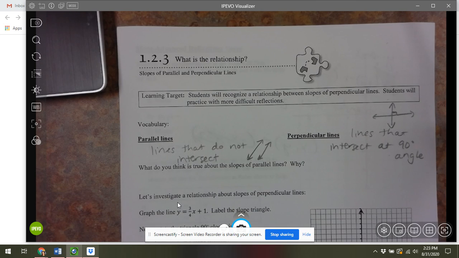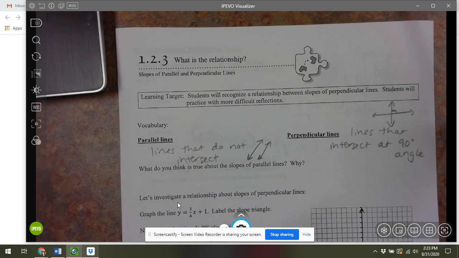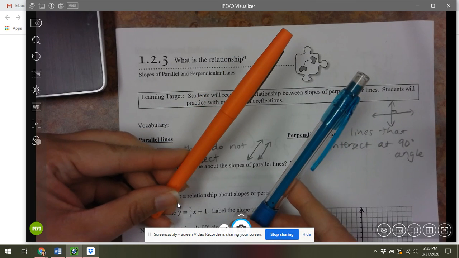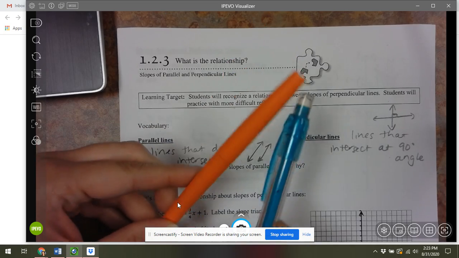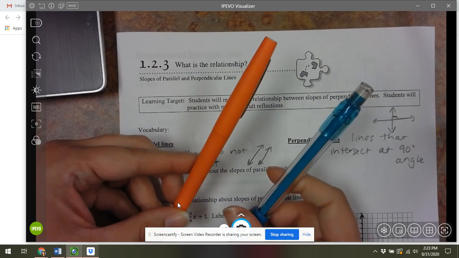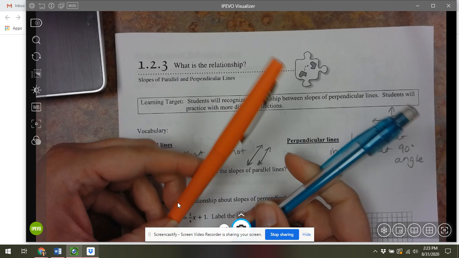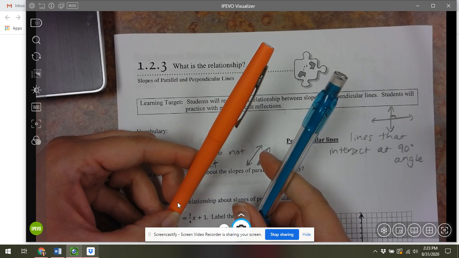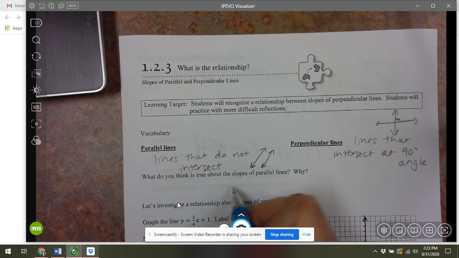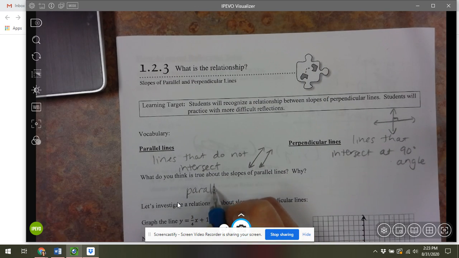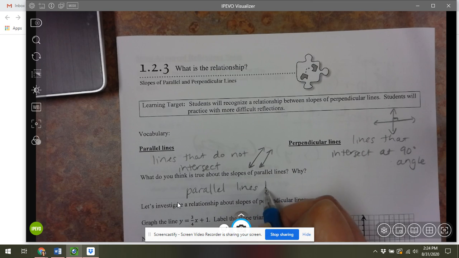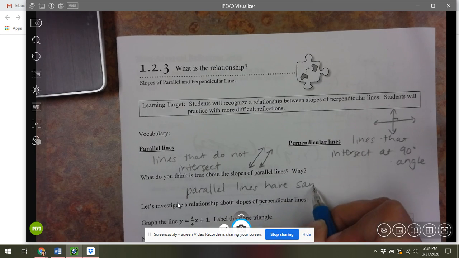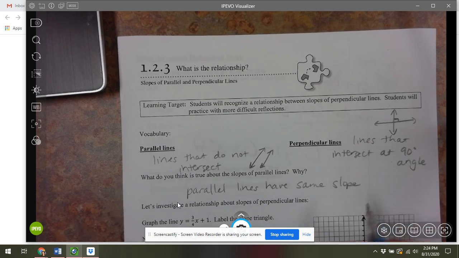What do you think is true about the slopes of parallel lines? Slope is how much the line tilts. So if the lines are parallel, what do you know about how much they tilt? Wouldn't they have to tilt the same amount? So parallel lines have the same slope.